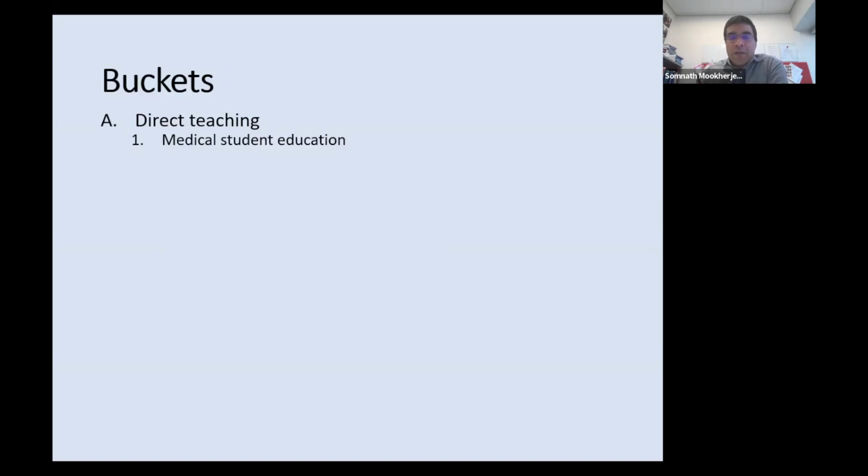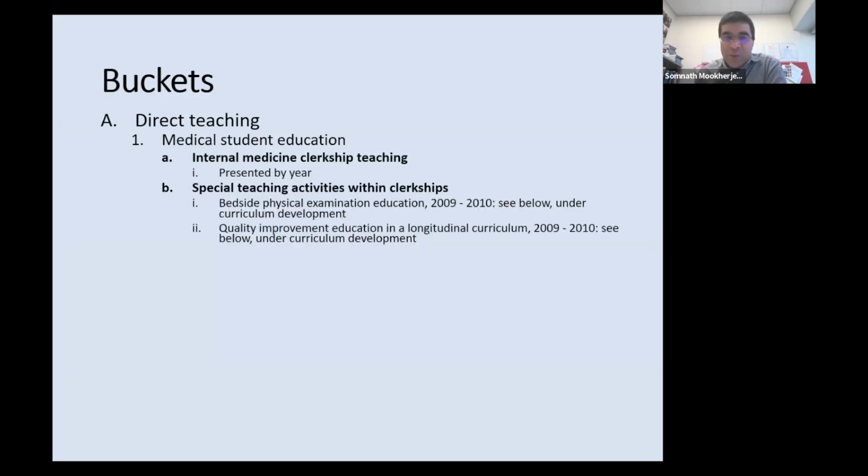So here are my buckets, as I was alluding to earlier. Under direct teaching, medical student education, and then I further split it, internal medicine clerkship teaching, and then I split that by year to be as comprehensive as I can. Special teaching activities within the clerkship, I made this up. I was like, how do I describe this thing I did? Well, I'm going to call it a special teaching activity within a clerkship. And so there's a couple projects that I did when I was at UCSF, and those are listed there.